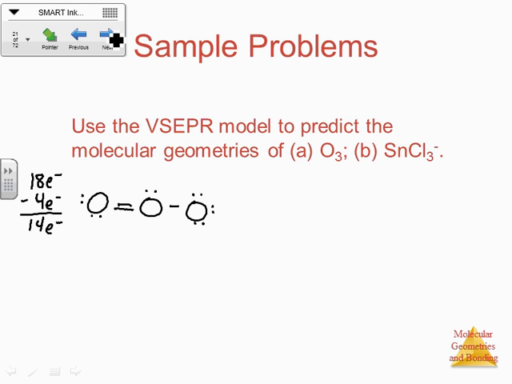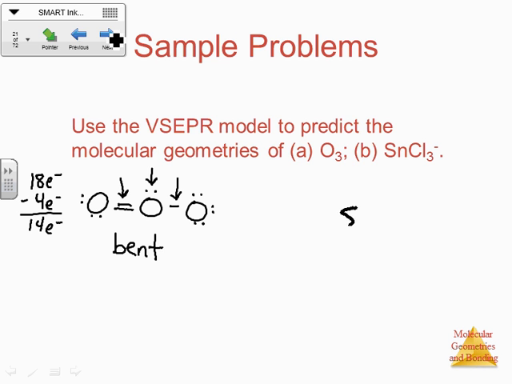What we've got here is 3 domains around the central atom. Here's a domain, here's a domain, here's a domain. Three domains around the central atom is going to be trigonal planar. But because one of them is a lone pair, we only have 2 bonding domains. So this is going to be a bent structure. Okay, so that's that one.